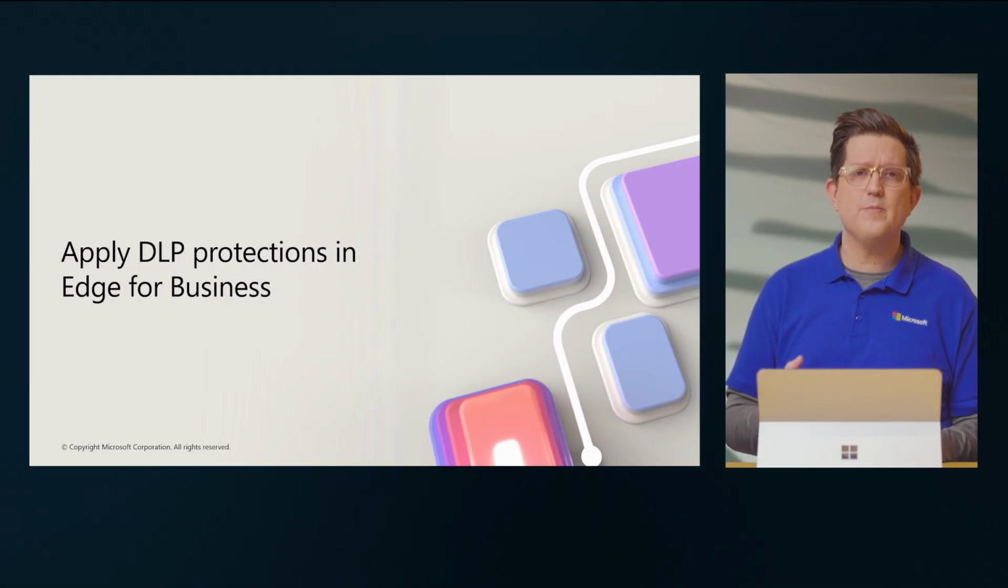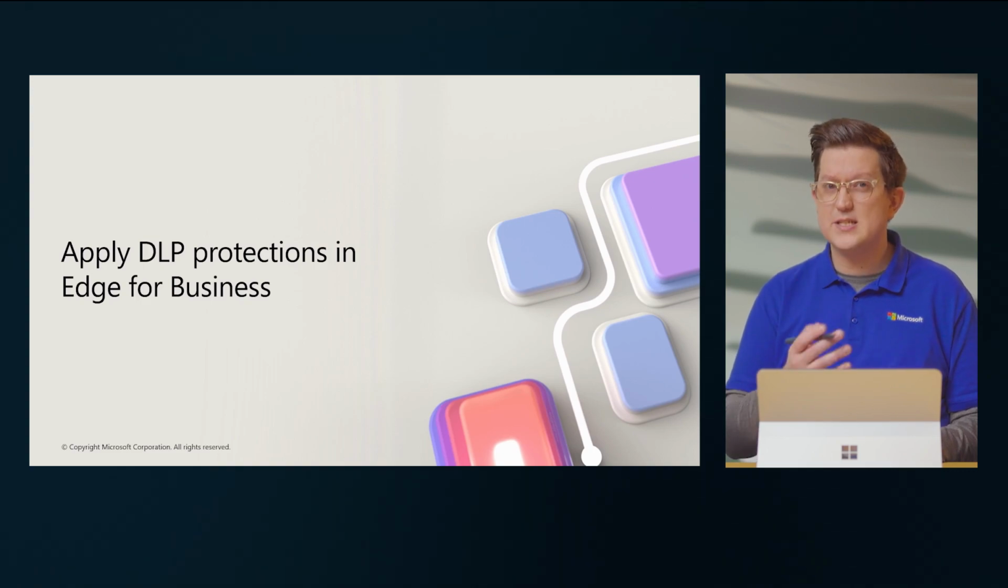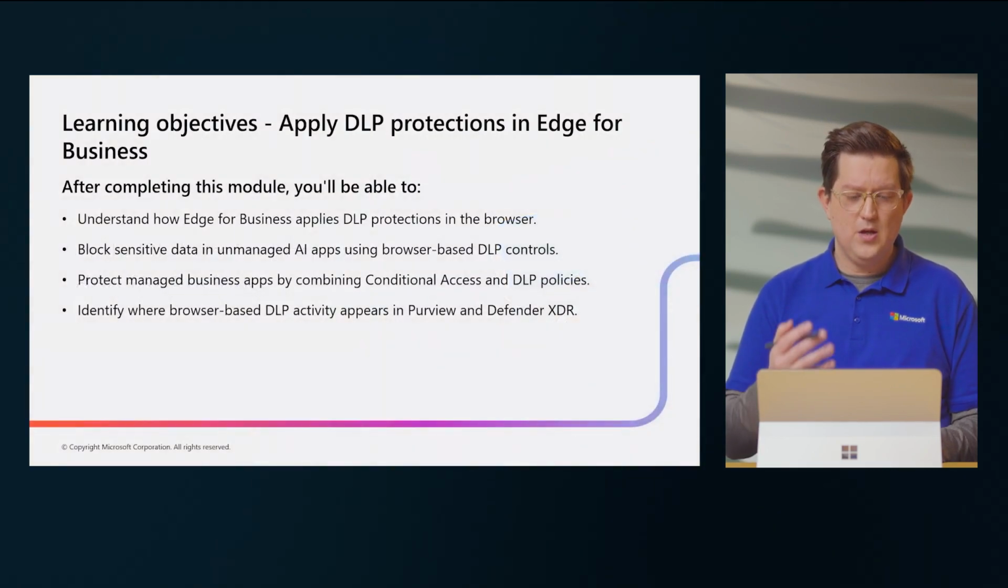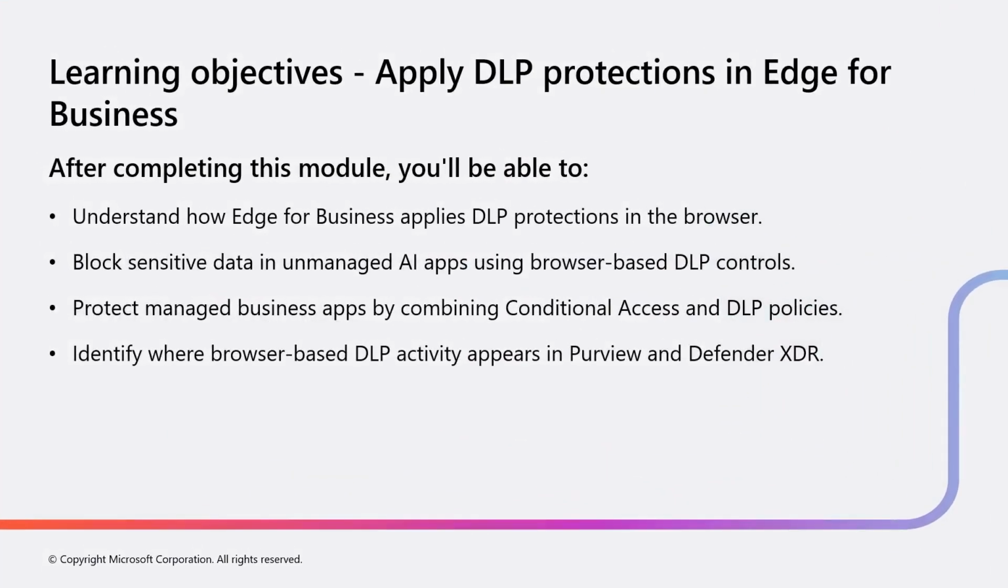So let's talk about what you actually get from Edge for Business out of the box, because there's a couple of additional features. We'll talk about what the browser protections actually look like, how it actually applies them directly, and we'll give a couple of examples around the blocking of sensitive data with something that's definitely a hot topic, the ability to work with unmanaged AI applications using DLP controls. Let's get ourselves started.